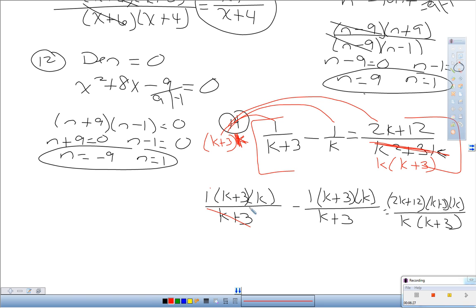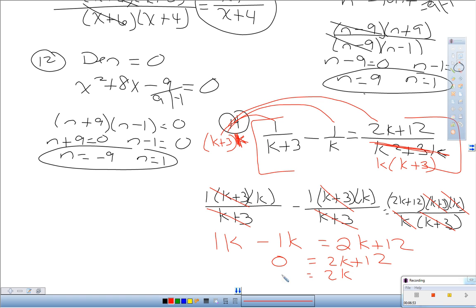Right now, the k plus 3s cross out, and that'll just leave me 1k. On the second one, the k's cross out, and that'll leave me minus 1k. And then over on this side, the k plus 3s cross out, and the k's cross out, so that leaves me 2k plus 12. So this leaves me 0 equals 2k plus 12, and that leaves me 2k equals negative 12, and then just divide by 2, and that gives me my answer of negative 6.